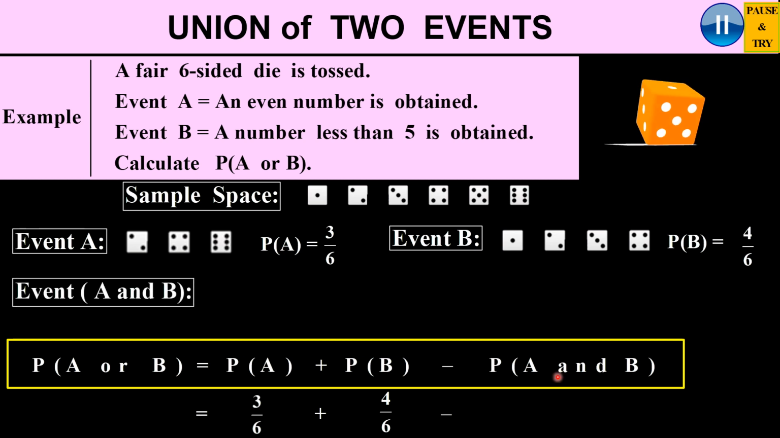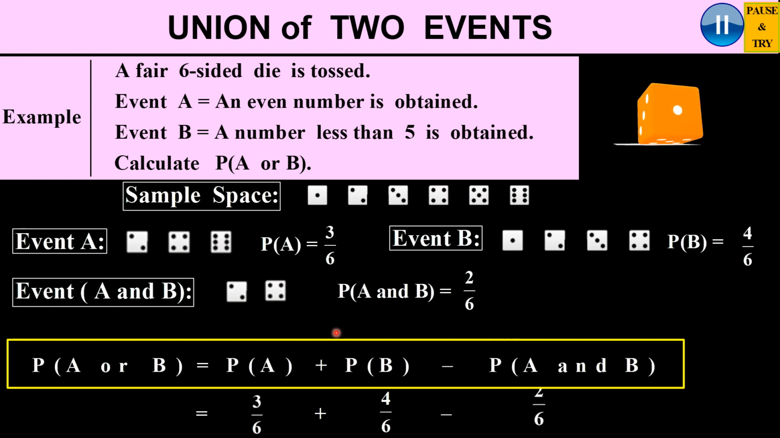Let's look at event A and B. Event A and B means that it must be an even number, and at the same time it must be less than 5. So which are the cases here? It must be an even number. There are the even numbers, and which ones here would be less than 5? That's correct. It will be a 2 and a 4. So the probability of A and B would be 2 over 6, which is 1 over 3.